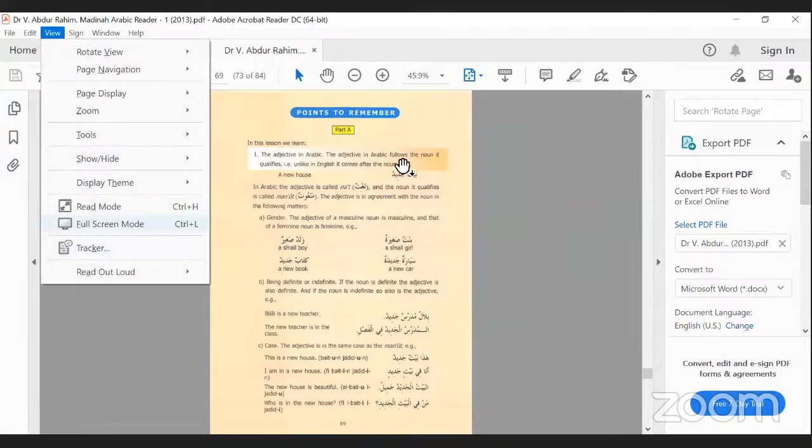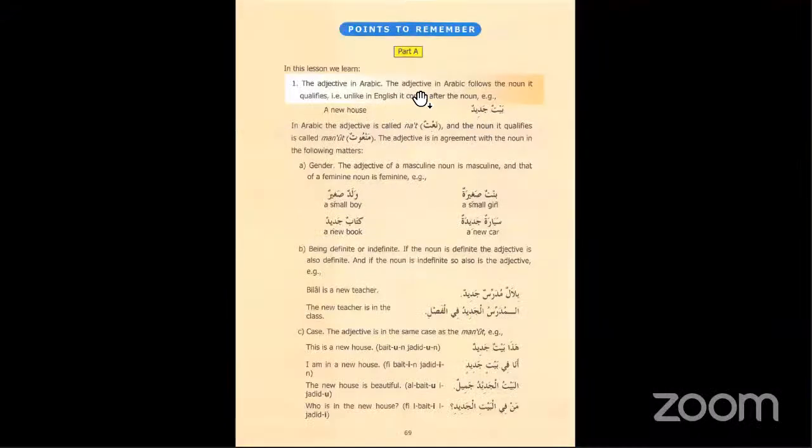Okay, in this lesson we learned the adjective in Arabic. The adjective in Arabic follows the noun it qualifies. Like in English, it comes after the noun. For example, a new house. So baytun jadidun. In Arabic, the adjective is called naat, and the noun it qualifies is man'ut. The adjective is in agreement with the noun in the following matters: gender. The adjective of a masculine noun is masculine, and that of a feminine noun is feminine. For example, bintun saghiratun, a small girl.